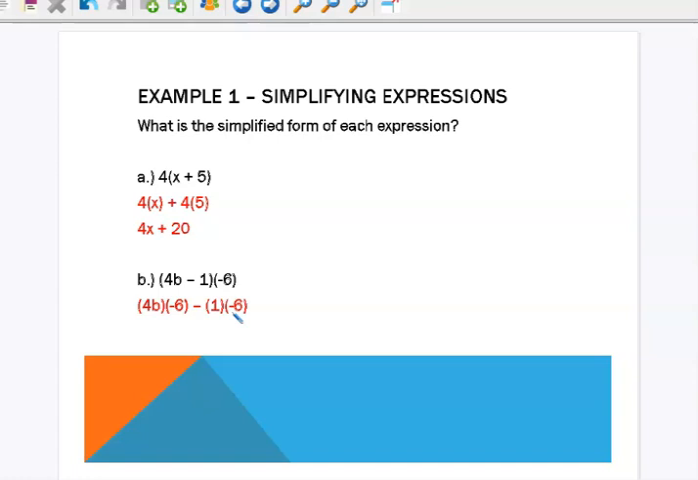And one thing you'll have to remember is a negative times a negative is a positive. A negative times a positive is a negative. So this is what we'll end up with, a negative 24, but we get a positive 6 because of these two negatives.